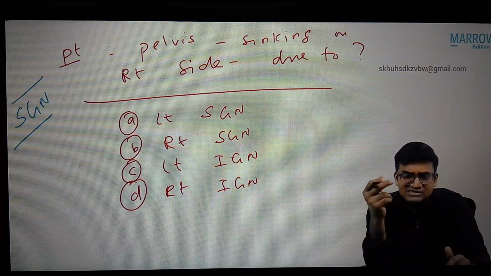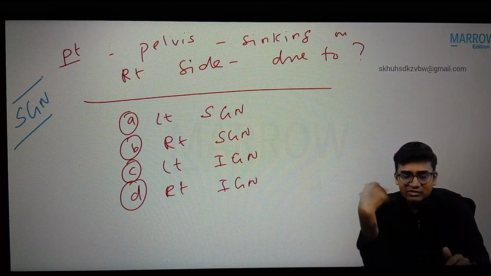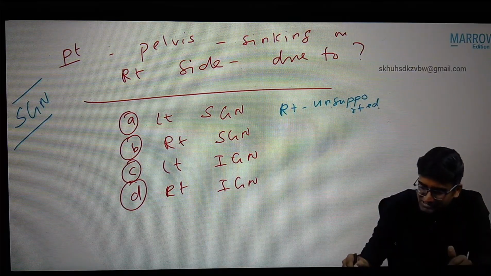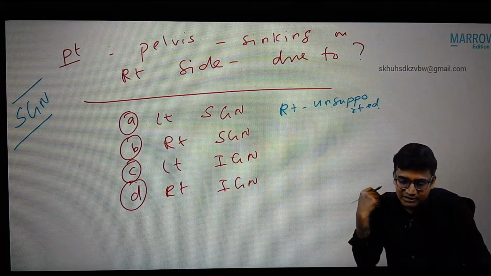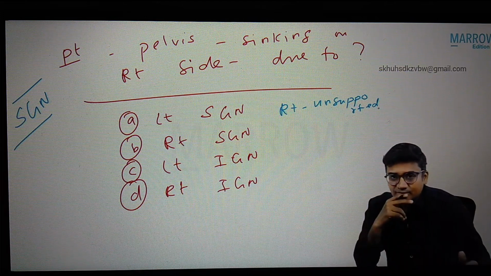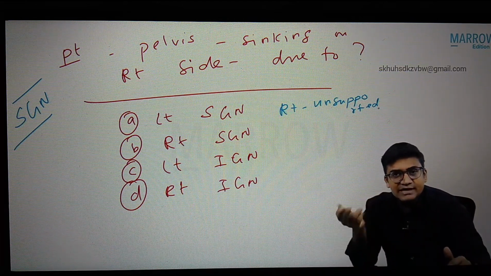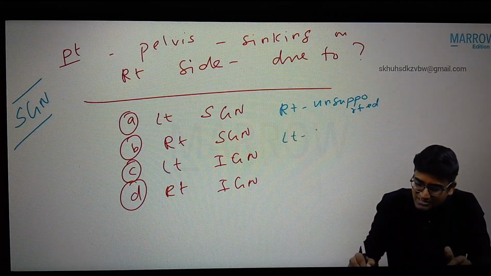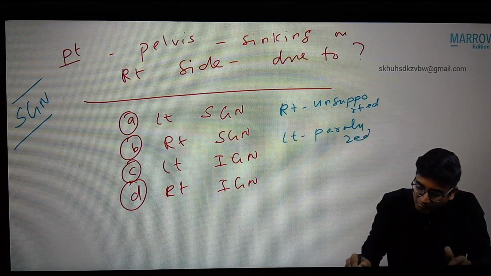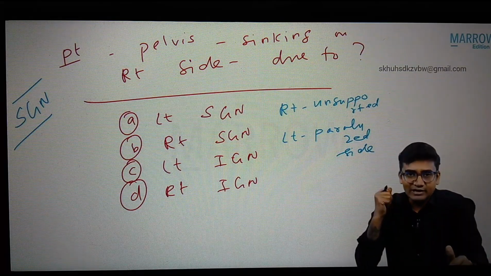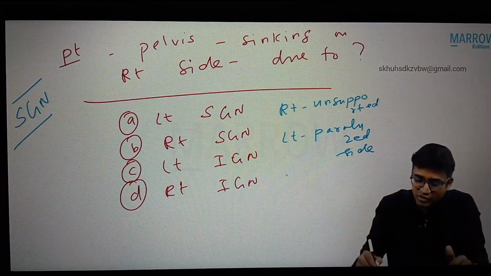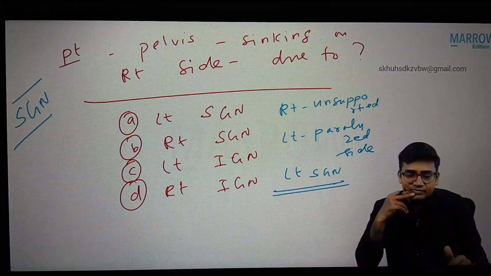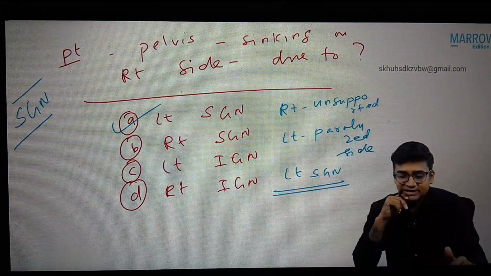Okay. Now the pelvis is sinking on the right side, which means the right side is the unsupported side. Now when will the pelvis sink on the unsupported side? When the patient is standing on the paralyzed side. So left side is the paralyzed side. Left side paralyzed means which nerve is involved? Left side superior gluteal nerve. It is the affected nerve. So what is the answer for this question? Yes, left side superior gluteal nerve.